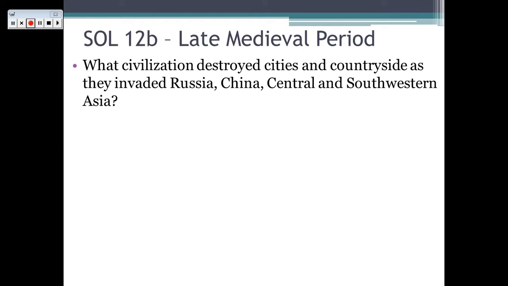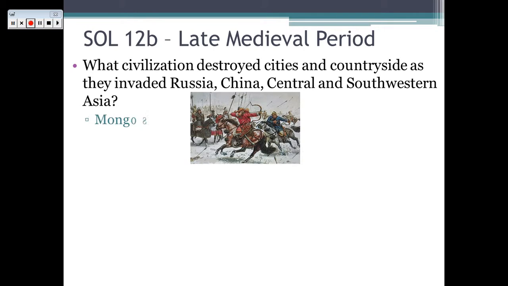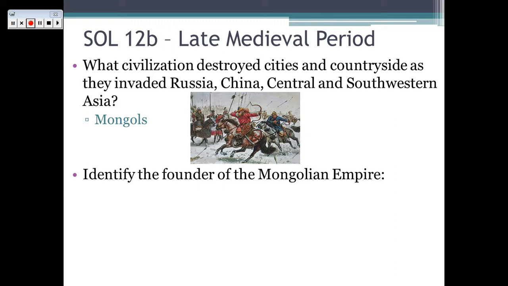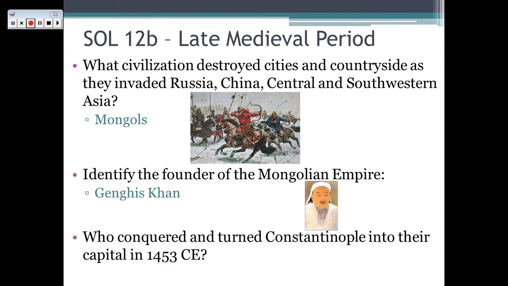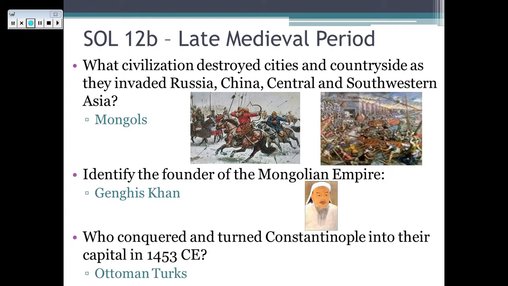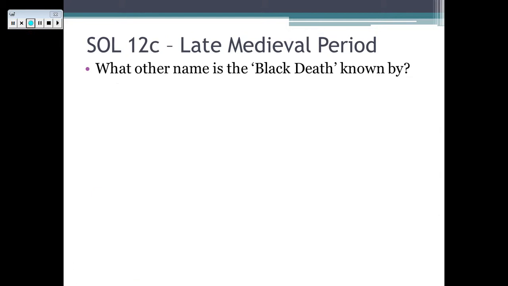The civilization that destroyed cities and countryside as they invaded Russia, China, Central and Southwestern Asia was the Mongols. The founder of the Mongolian Empire was Genghis Khan. And who conquered and turned Constantinople into their capital in 1453? That would be the Ottoman Turks. And that marks the official end of the Byzantine Empire almost 1,000 years after it was established.